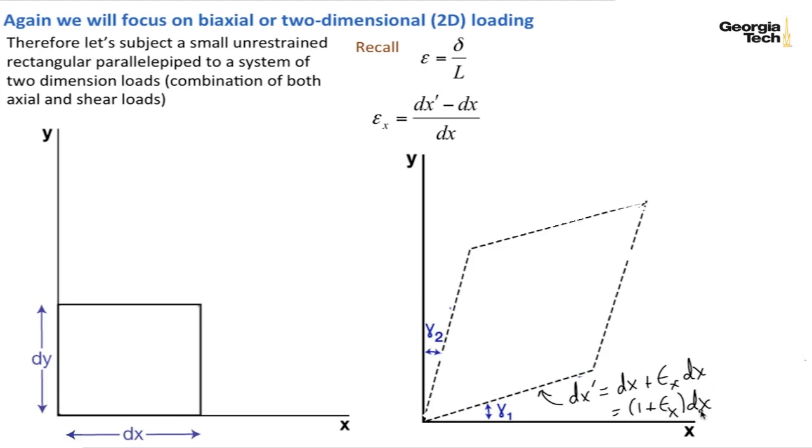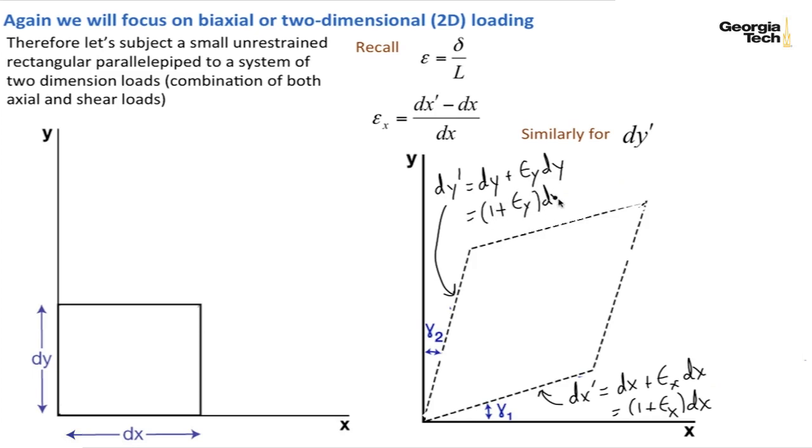And we can do a similar calculation for the change in length in the y direction. So on the y face, we're going to have dy prime, the new y length, is equal to dy plus epsilon y dy, which is equal to 1 plus epsilon y times dy. Okay? So that's our deformed block.